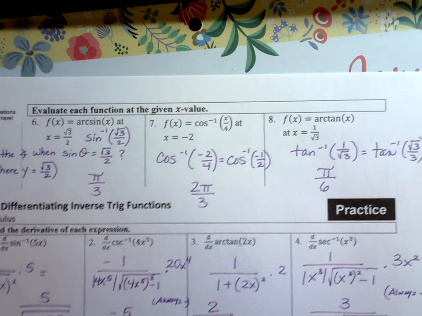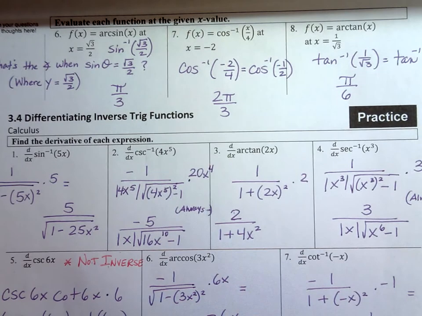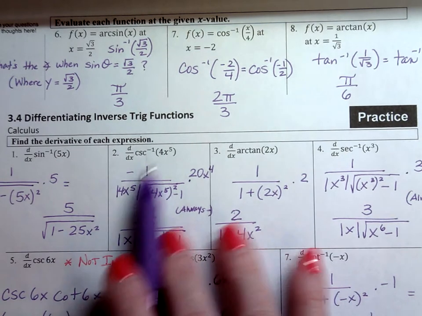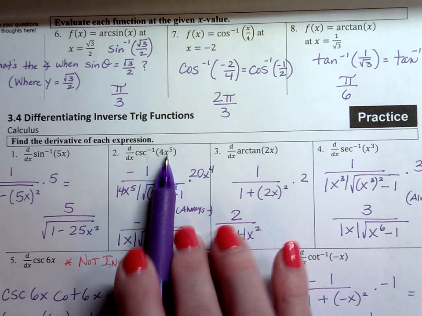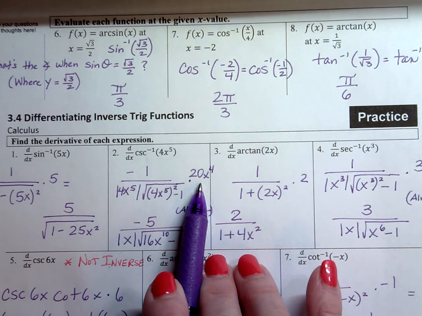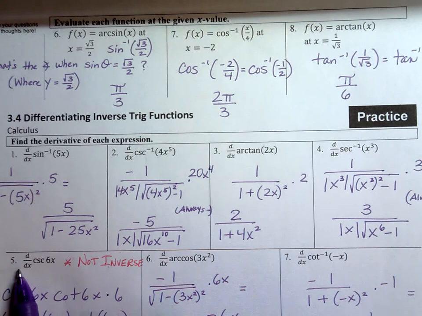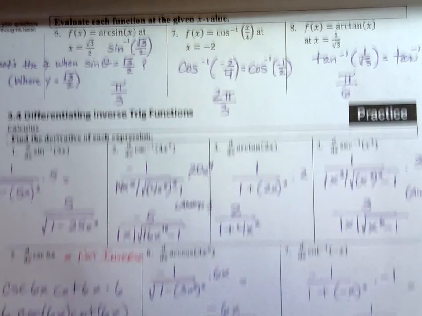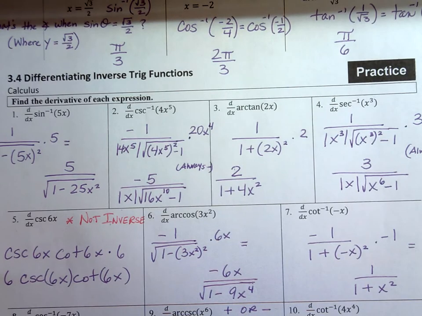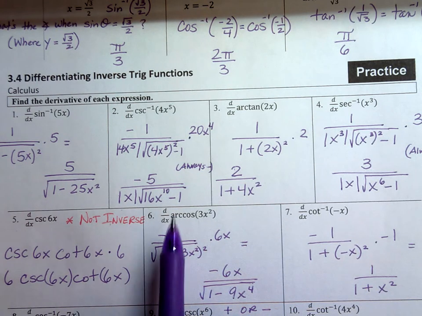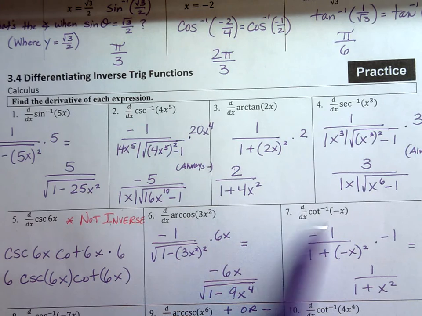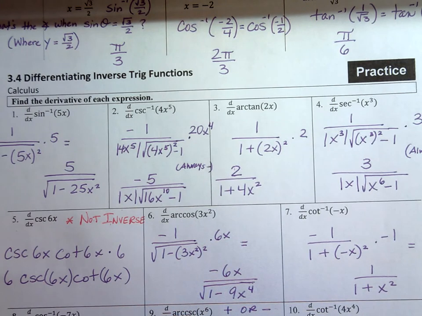Now the practice problems, they're pretty standard. You're just plugging in whatever this is, and then don't forget to multiply by its derivative, and then setting it up and simplifying it out. Number 5 caught me. I don't know if it caught you, but it's not an inverse. It's just a regular old cosecant. So be careful of that. All the rest of these are either arc cosines or inverse cotangents or whatever they are.